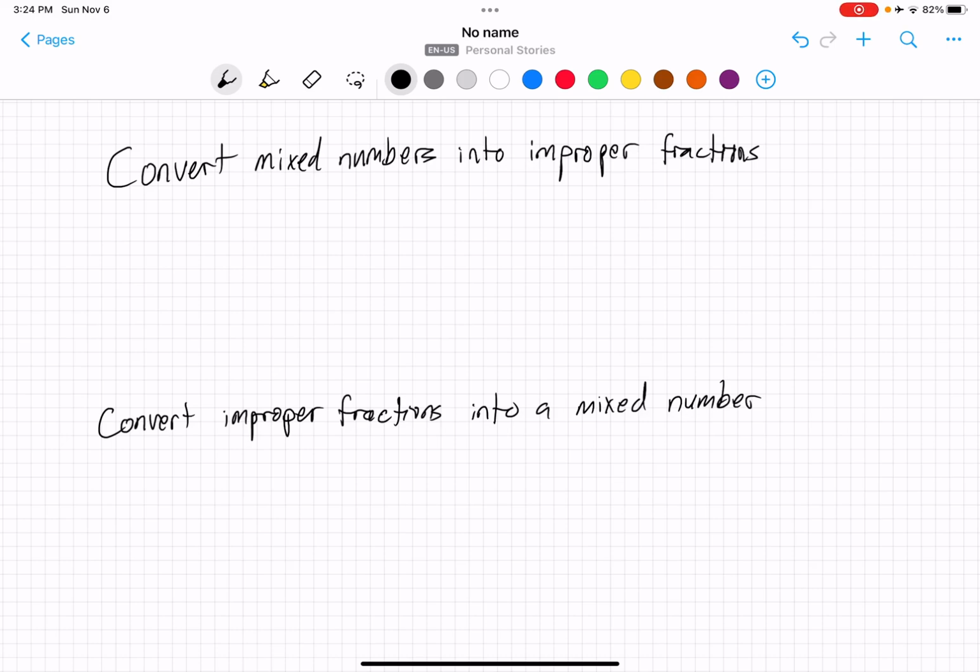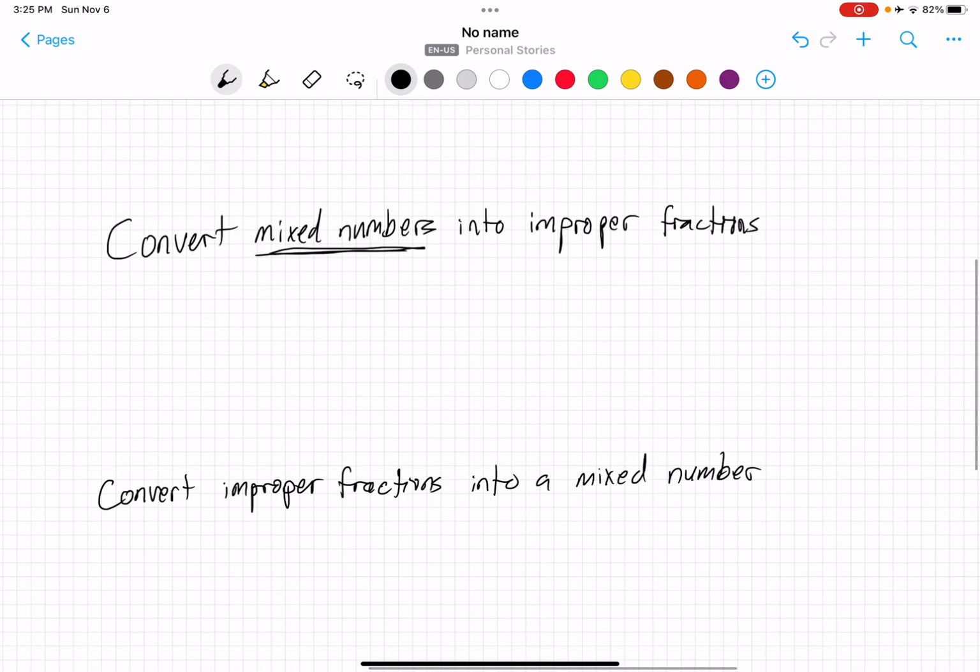All right, so today we're going to work on converting mixed numbers into improper fractions, as well as switching back, so from improper fractions into a mixed number. Before we begin, let's remember that a mixed number has a combination of both a whole number and a proper fraction, right? So a whole number, and then it has a proper fraction.